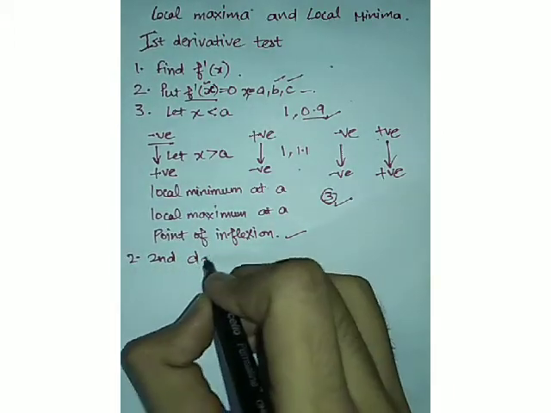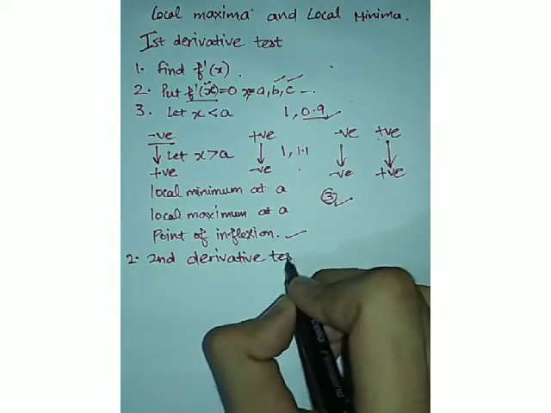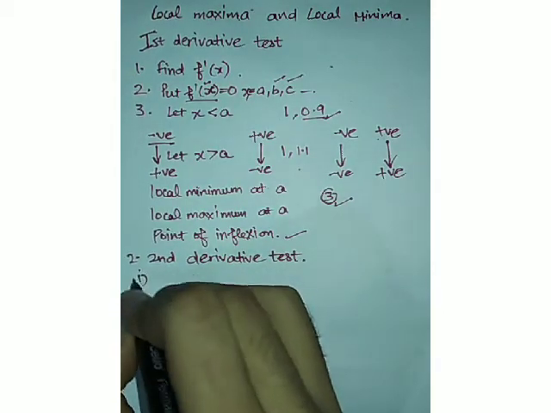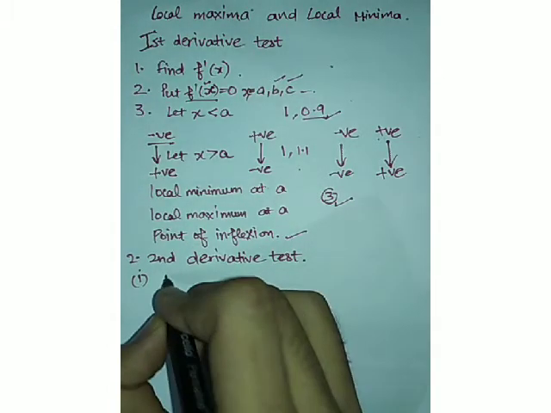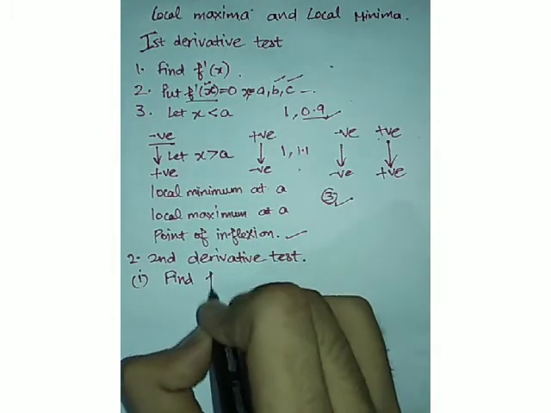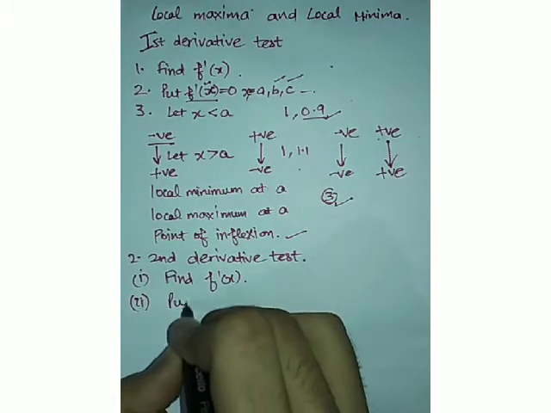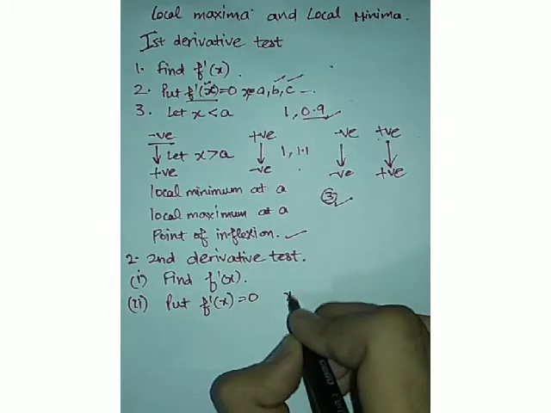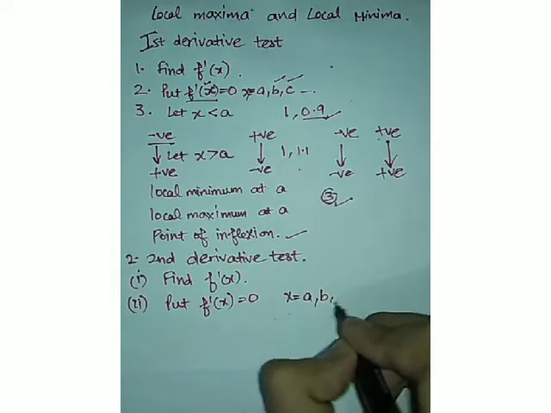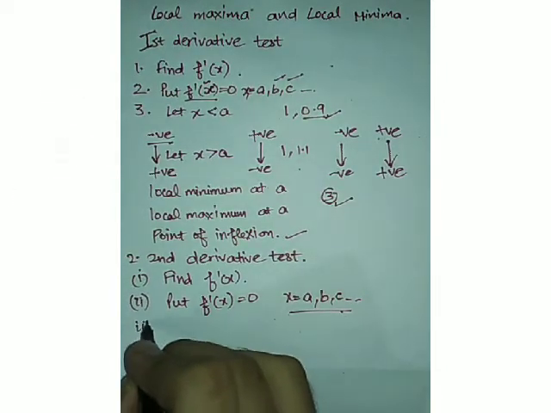Now we are going to do the second derivative test. It's also very easy. Some students find the second derivative test easy, some find the first derivative test easy. In this, the first step is the same. Firstly, find f dash x and then put f dash x equal to 0. Then again x will equal a, b or c, and these points are known as stationary points.